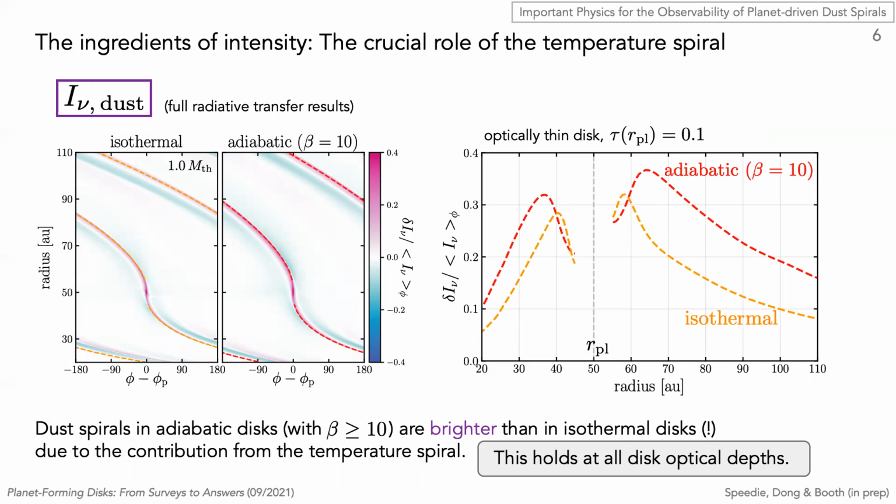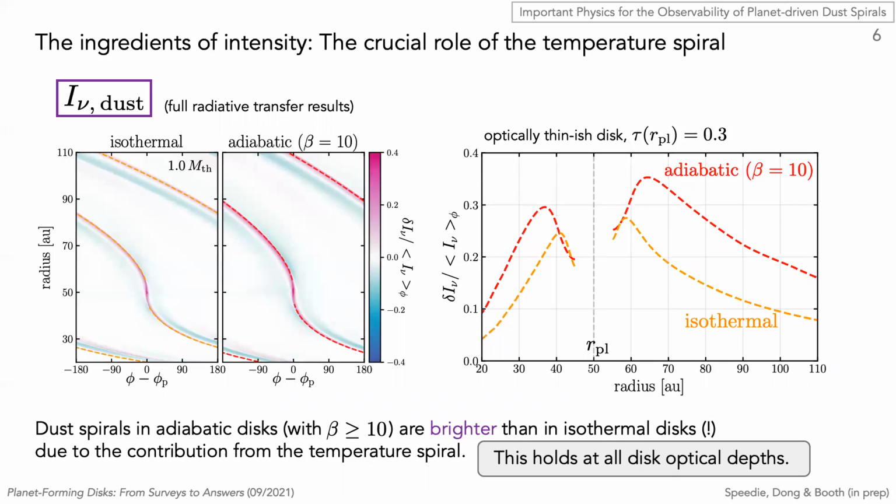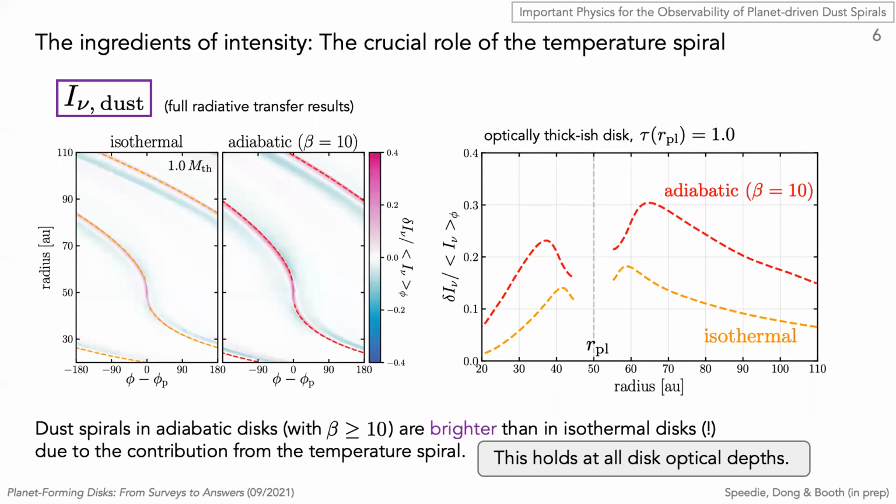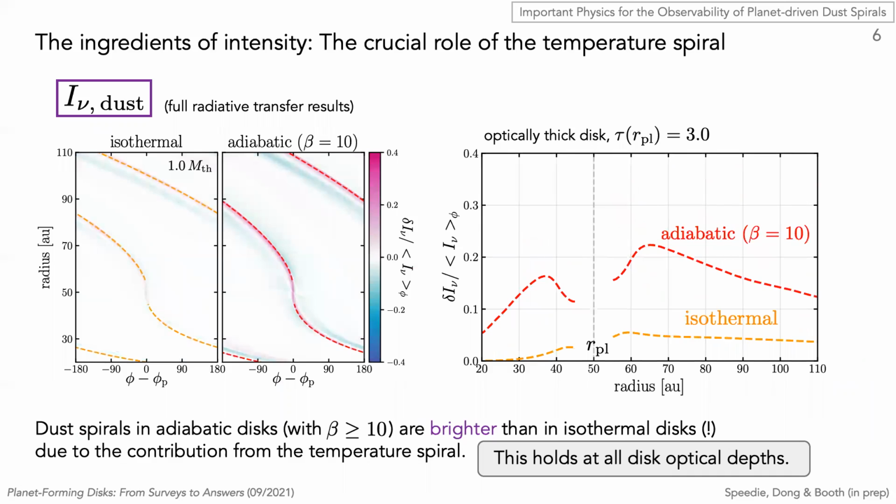So on the left, I'm showing the intensity perturbations, again, but this time normalized to the azimuthal average for the two equations of state that we work with most in our paper. And on the right, I'm plotting the intensity contrast of the inner and outer primary arms as a function of radius for a somewhat optically thin disk with tau at Rp of 0.1. So here are the results for tau of 0.3, 1, and an optically thick case.